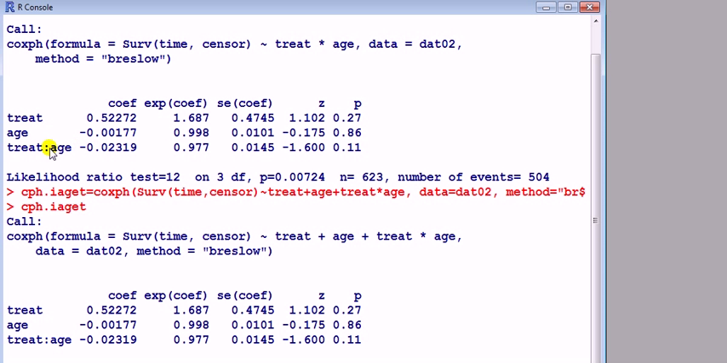Significant from 0. So we'll look at the interaction term here, with a z value of minus 1.6 and the corresponding p-value, which is 0.1. Remember, p stands for probability, 0 to 1. If it's small, that means we reject the null. If it's big, we do not reject the null.